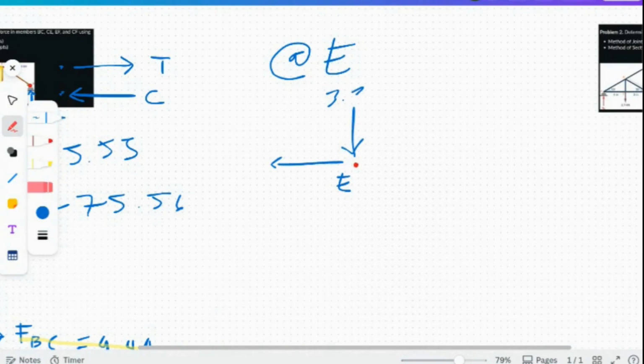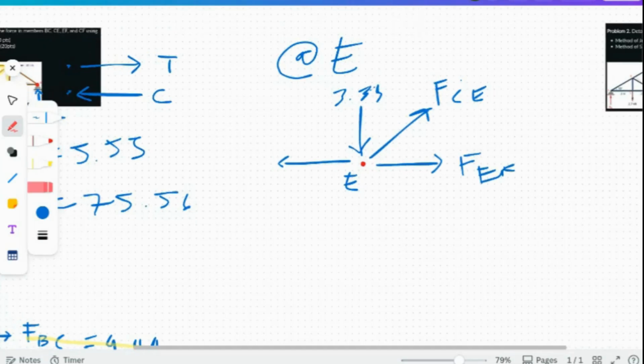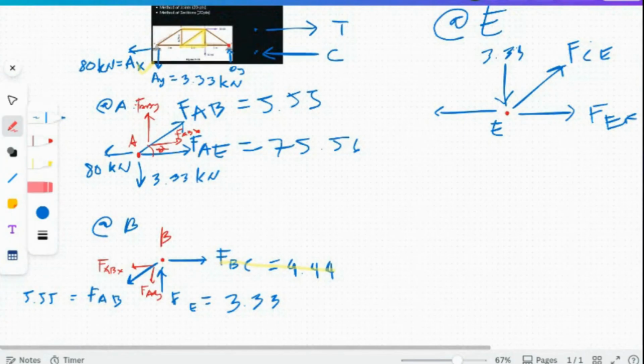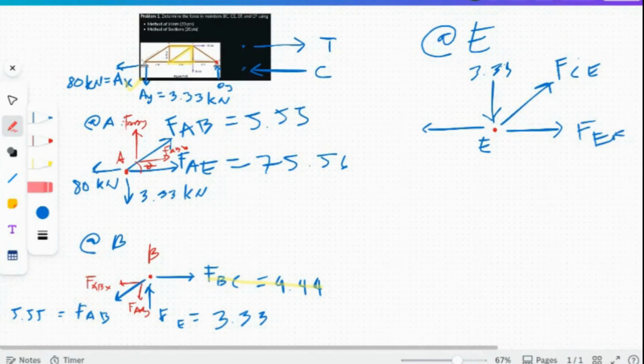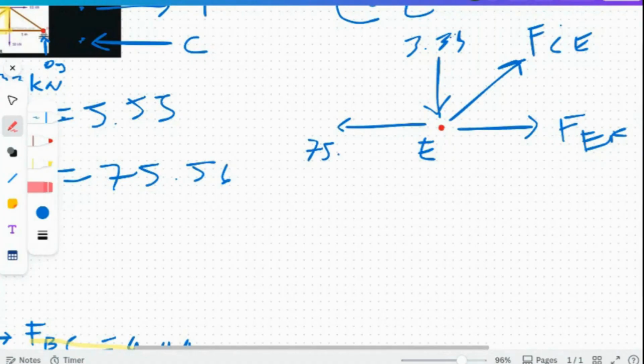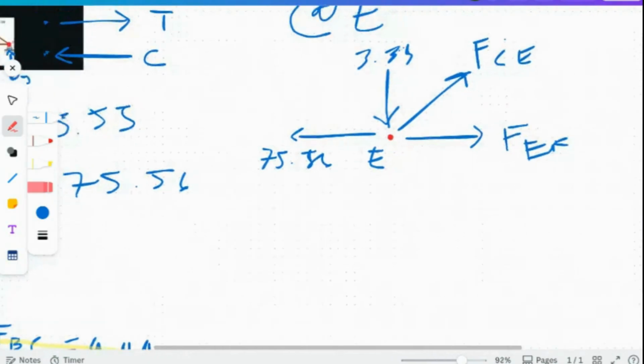That's 3.33. And then we have the unknown FCE, and this one we also assume as tension. Then force EF. Now earlier, we solved FAE, that's 75.56.